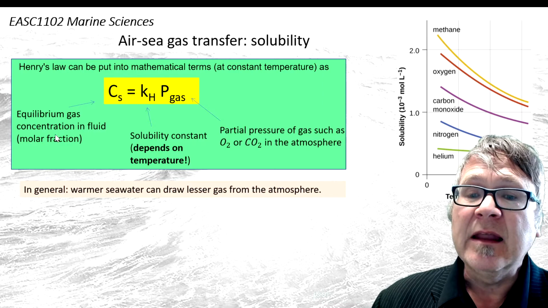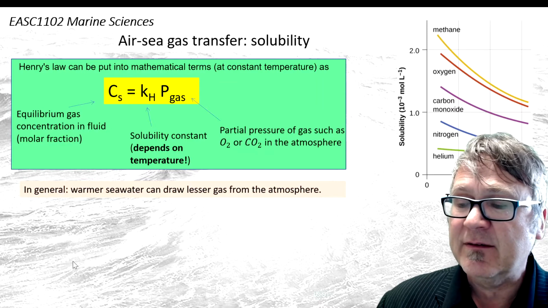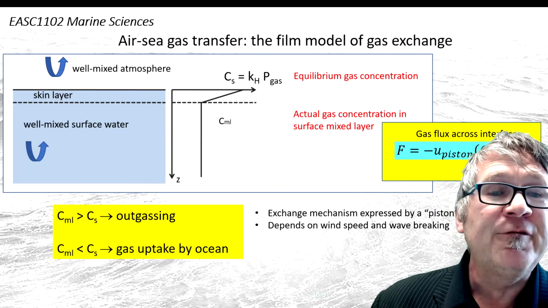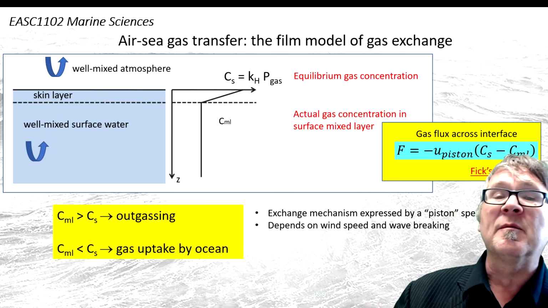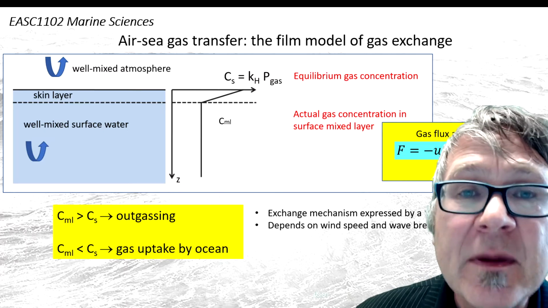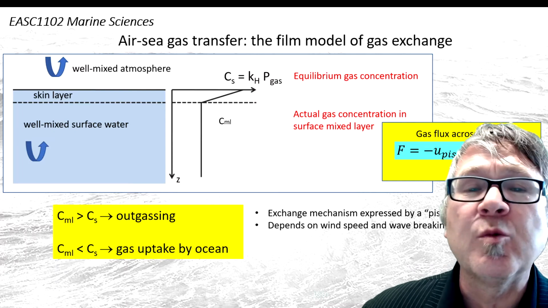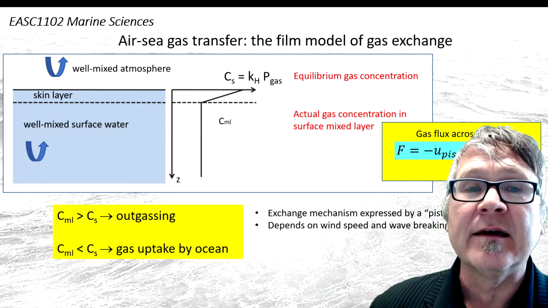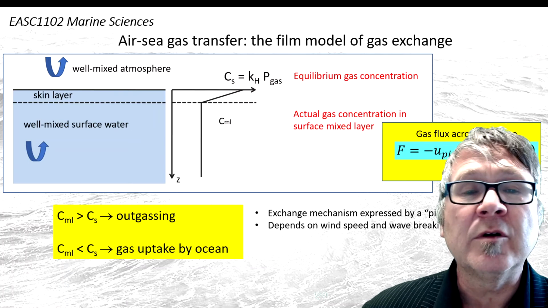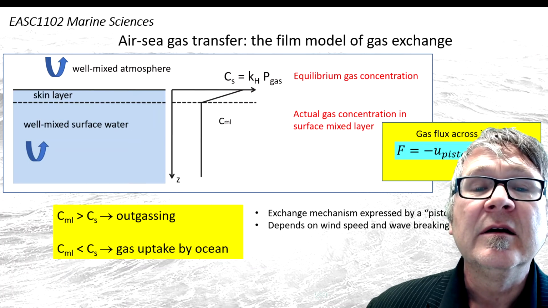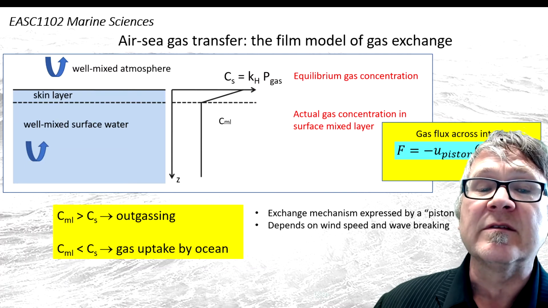Now, how scientists work out the flux of gas is called the film model of gas exchange. Again, I know it will be a little bit overwhelming because you see equations in there, but I just want to explain the fundamentals to you. How these film models work is like this: you have a surface mix layer in the ocean, and you have a skin layer. What you can assume is that the skin layer is at equilibrium with the atmosphere in terms of the gas.